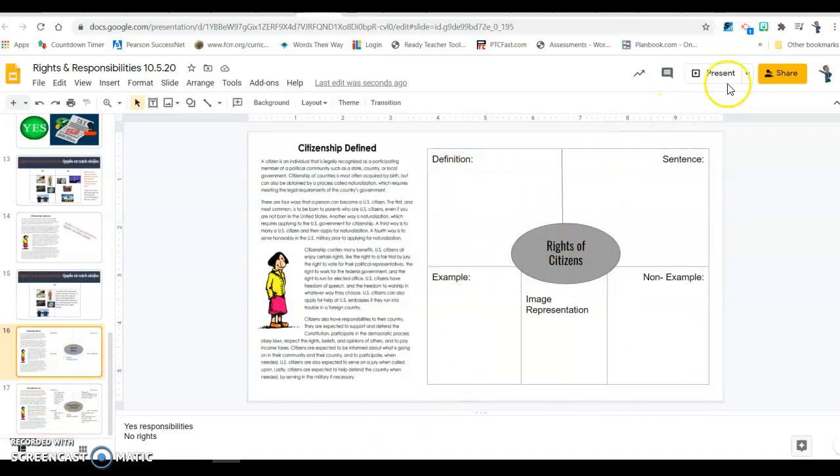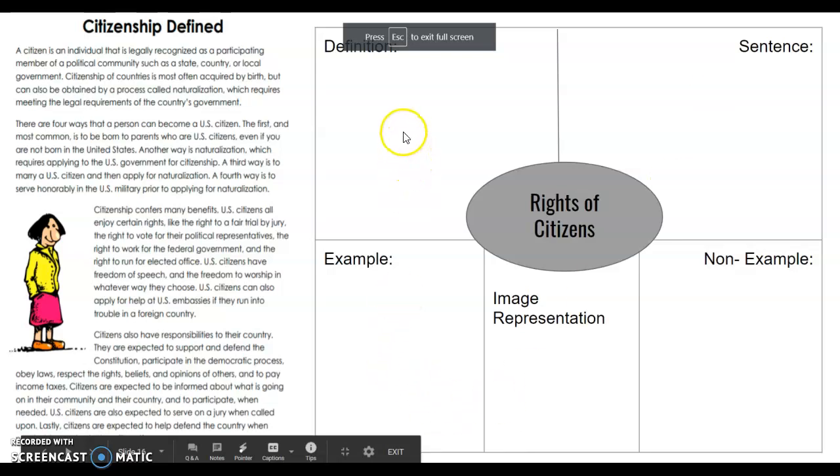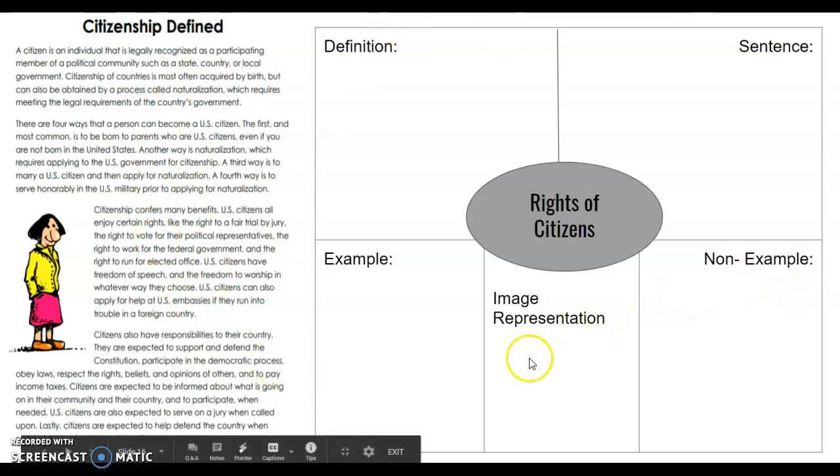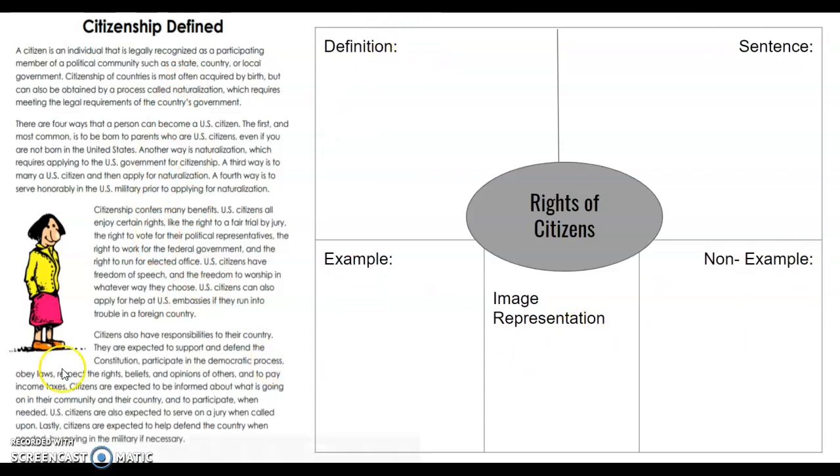Independently, you're going to complete the Freyer model for the word rights. Please use the pictures in the no's section of our engagement and use the definition or examples that are in the article to help you fill out the Freyer model. All right, have a great day.